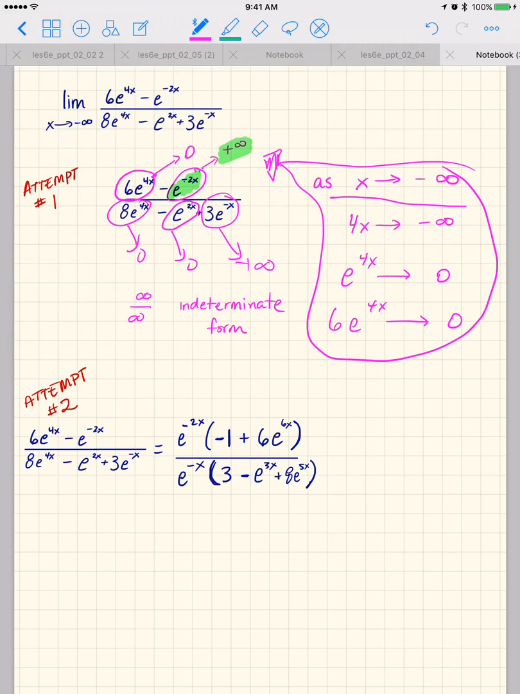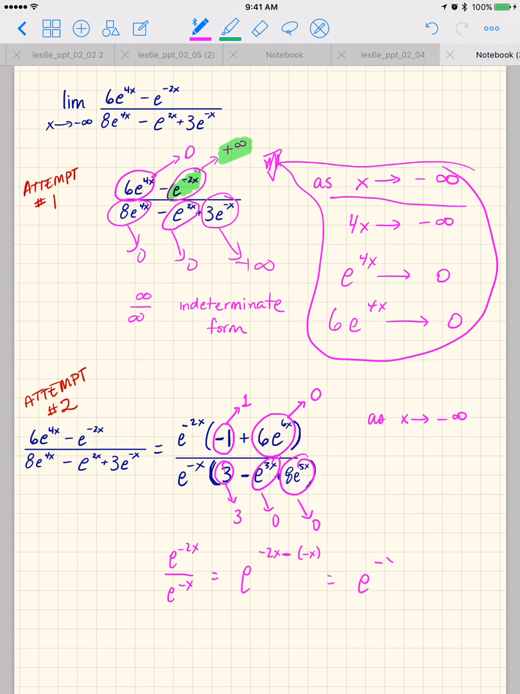So now, the negative 1 is going to go to 1. This is going to go to 0 as x goes to negative infinity. This is going to go to 3. This is going to go to 0. And this is going to go to 0. Okay. So now what's going to happen with e to the negative 2x versus e to the negative x? e to the negative 2x divided by e to the negative x is equal to, what is that equal to? e to the negative 2x minus negative x, so we should get e to the negative x.